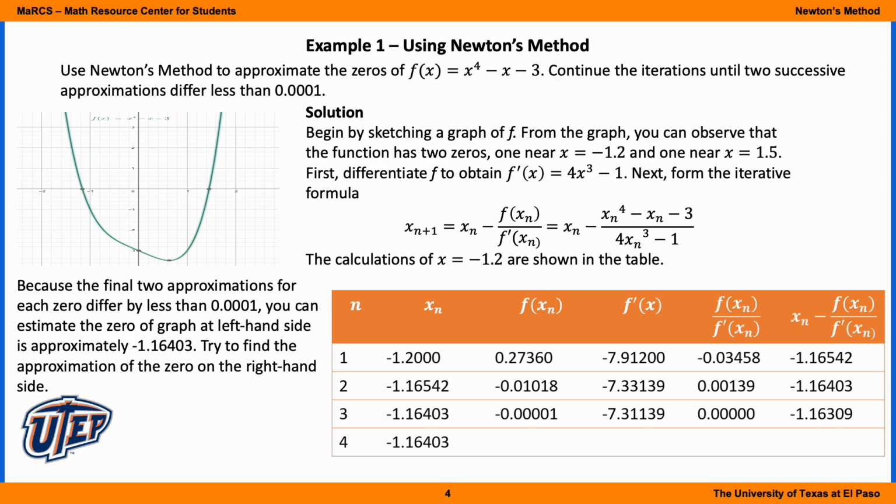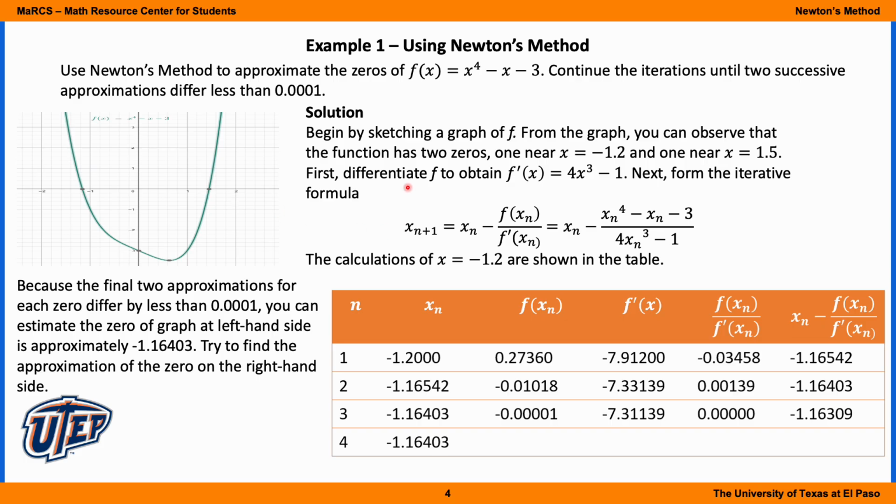Now here's an example of using Newton's method to approximate the zeros of the function f of x is equal to x to the power of 4 minus x minus 3. We will continue the iterations until two successive approximations differ by less than 0.0001. First we can begin by sketching the graph of f, and we see that the function has two zeros, one near x is equal to negative 1.2 and one near x is equal to 1.5.